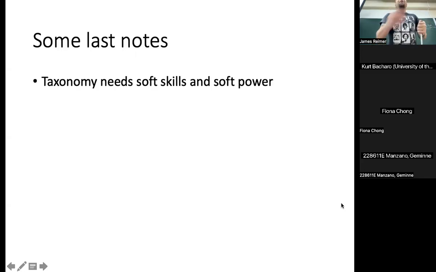Okay. So this is thanks to Kurt, but this is actually super important. Taxonomy really needs soft skills and soft power. Some taxonomists do not have soft skills, and usually everyone hates them. I mean, in the end, you need to talk to people at museums. You need the people at museums to trust you.